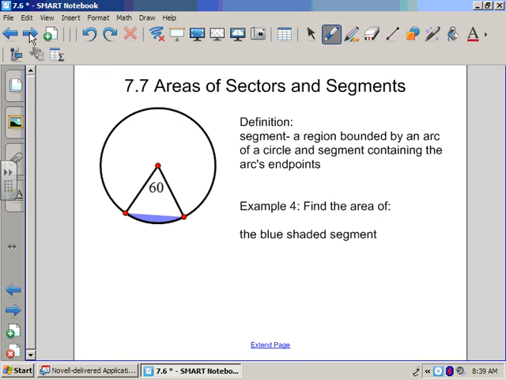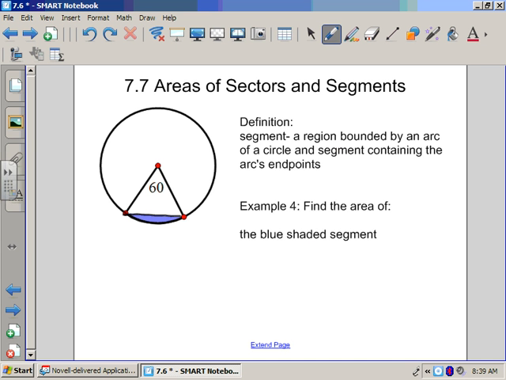All right, a segment is kind of like a sector, except it misses the triangle in between. The definition of a segment is a region bounded by an arc and the segment containing the arc's endpoints. So I've got this little blue region down here, and that is going to be my segment. How do I find the area of a segment?